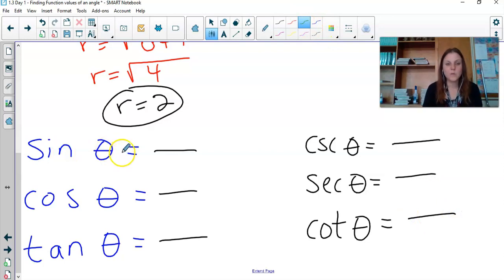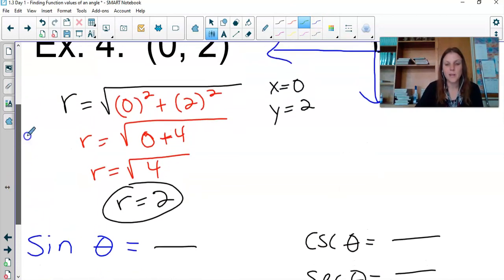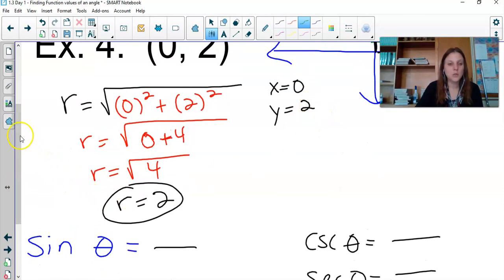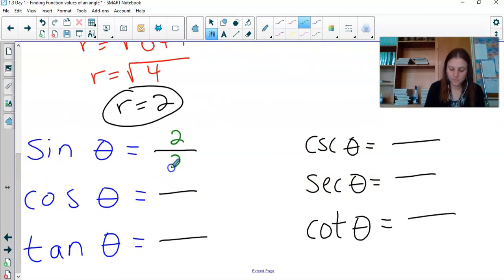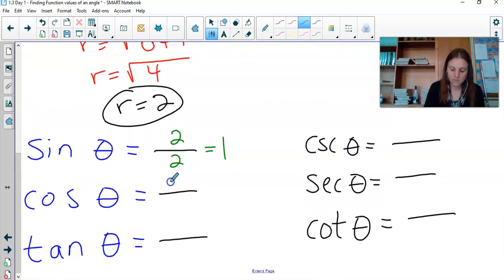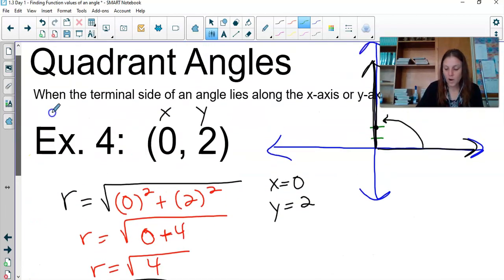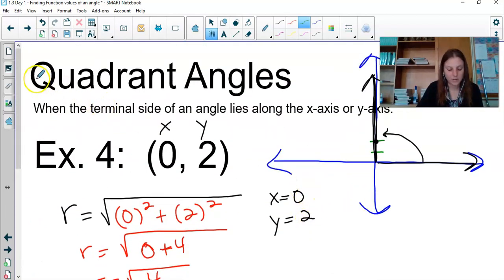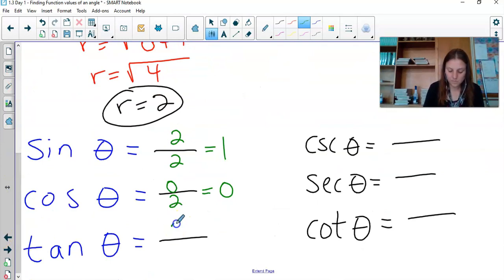So sine is always y over r. And again, that's just from that chart. So 2 over 2. And that reduces to 1. The cosine is always the x over the r. Now you can have 0 divided by 2, it just equals 0. The tangent is the y over the x, y over x. If you try to divide 2 by 0, you end up with an error in your calculator, so this one is undefined.